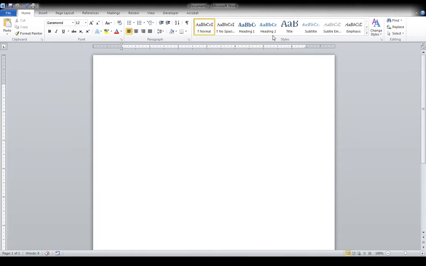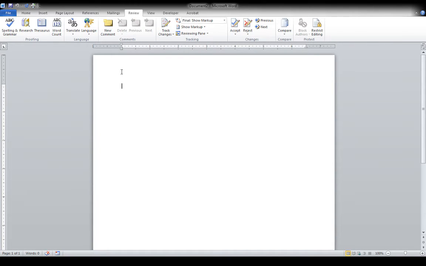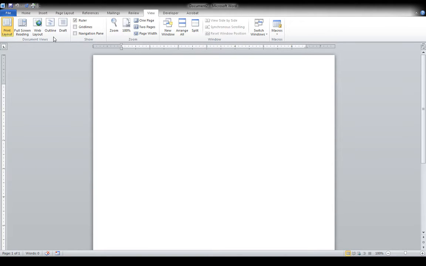Basically, this is 2010, which is about midway between 7 and 13 in its setup. It's pretty much set up the same way. The first thing I want you to make sure on all your Word documents is that you've set the view and that you've clicked this little ruler box right here to make sure that we can see the rulers.